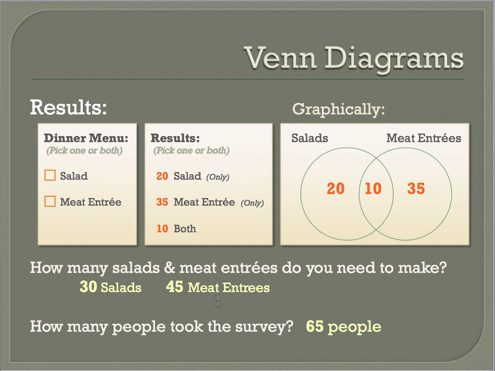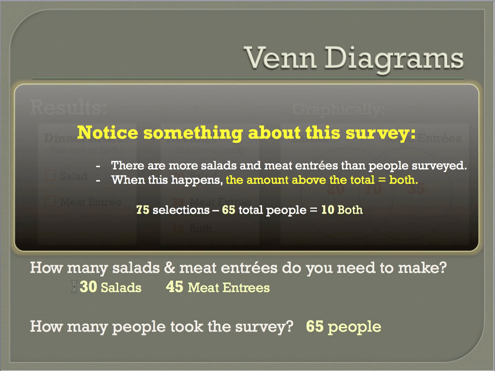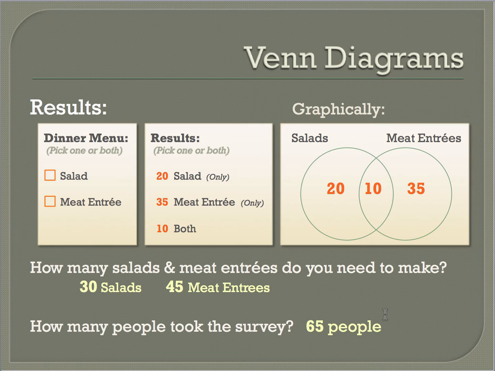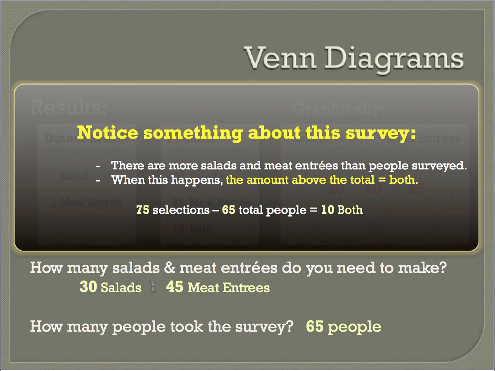Sometimes you may not have this Venn diagram to look at, and let's say you only had this much to look at: that there were 30 salads you would have to make, and 45 meat entrees, and 65 people surveyed. Well, when you're filling in the Venn diagram, the both part that you see right here can be figured out by taking the total number of entries you had, which was 75, and since it's more than the people that you had surveyed, that overflow, or the amount above the total, then has to become your both, so that it does not get counted twice.